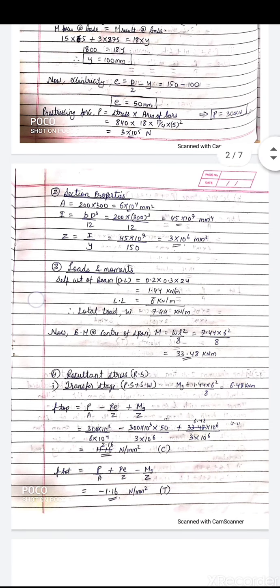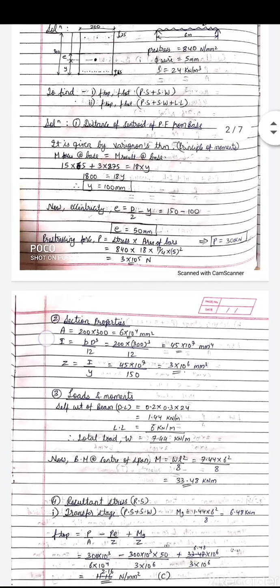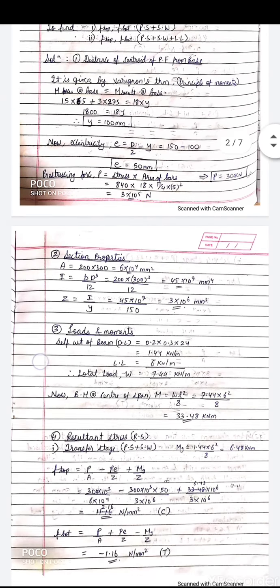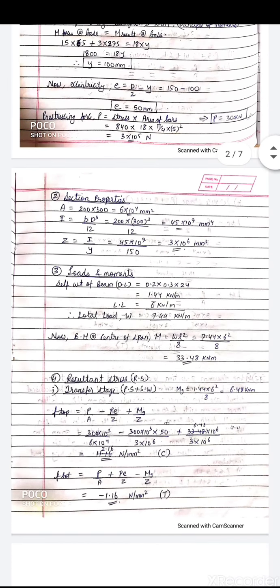So in the question we have to find out for two stages, that is first is transfer and then second is service. So first we'll find out for the transfer stage. So F top is given by P by A minus PE by Z plus mg by Z. So whenever it is asked for separately for transfer and service, you can keep your dead load bending moment separate and live load bending moment separate. So I have calculated mg, dead load bending moment, separately.